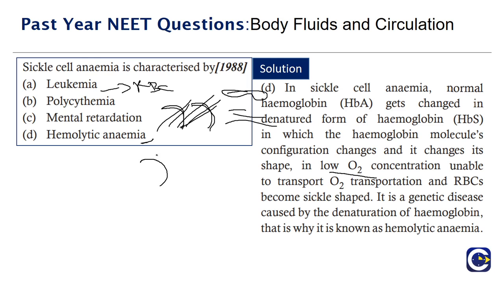We have to look at sickle cell anemia. It is a special phenomenon in Africans. They mostly have this sickle cell anemia. So this gives them resistance to certain blood-borne diseases. So the answer is hemolytic anemia.